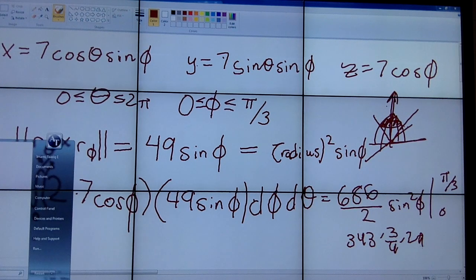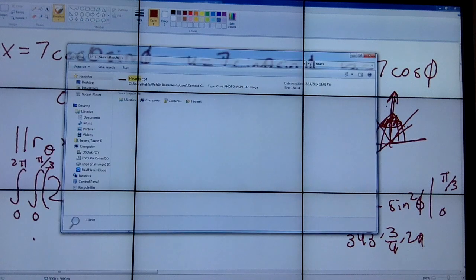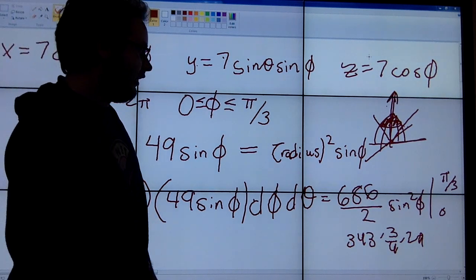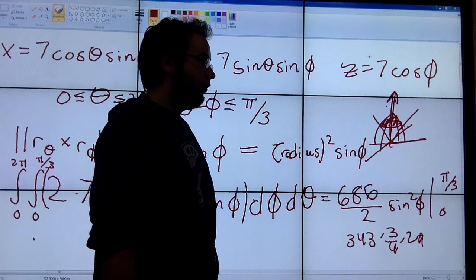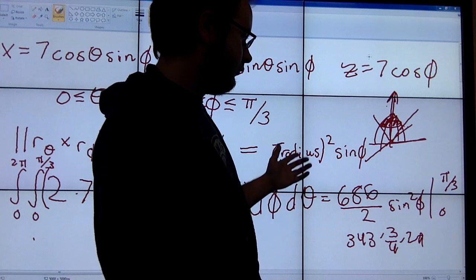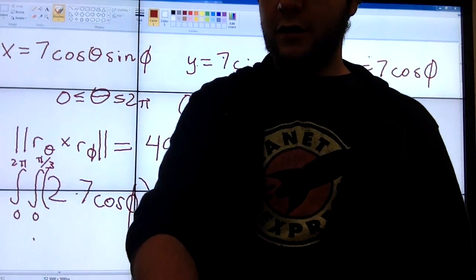Really? I have no idea. Okay. 343 times 3 is 1,029. 1,029 times 2. 2,058 pi over 4. Oh, but then it's over 2. 2,000. Okay, I don't care. All right.